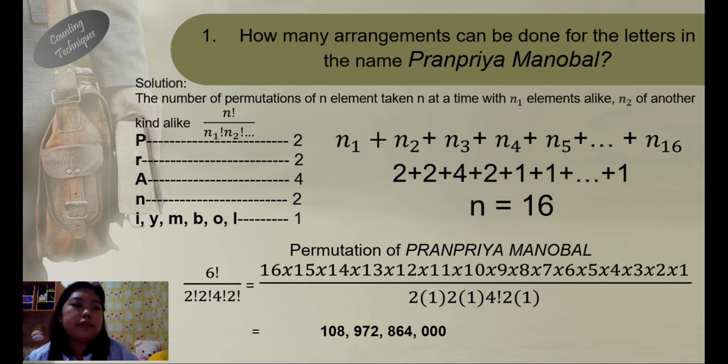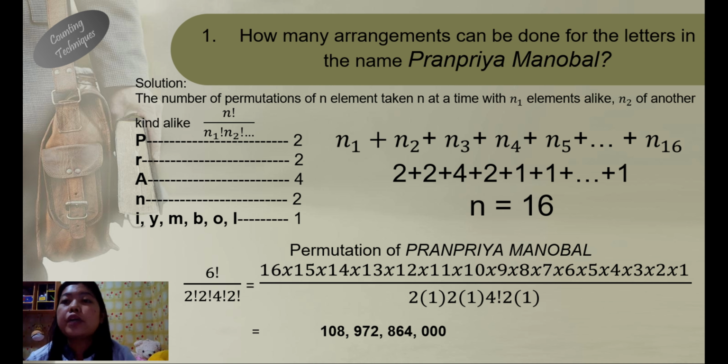Sample problem number 1. How many arrangements can be done for the letters in the name Pranpriya Manobal? In this case, we consider permutations with repeated elements. The number of permutations of n elements taken n at a time with n sub 1 elements alike, n sub 2 of another kind alike, and so on is expressed as n factorial all over n sub 1 factorial, n sub 2 factorial, and so on. It should also be noted that n sub 1 plus n sub 2 plus n sub 3 plus and so on up to n sub z is equal to n.